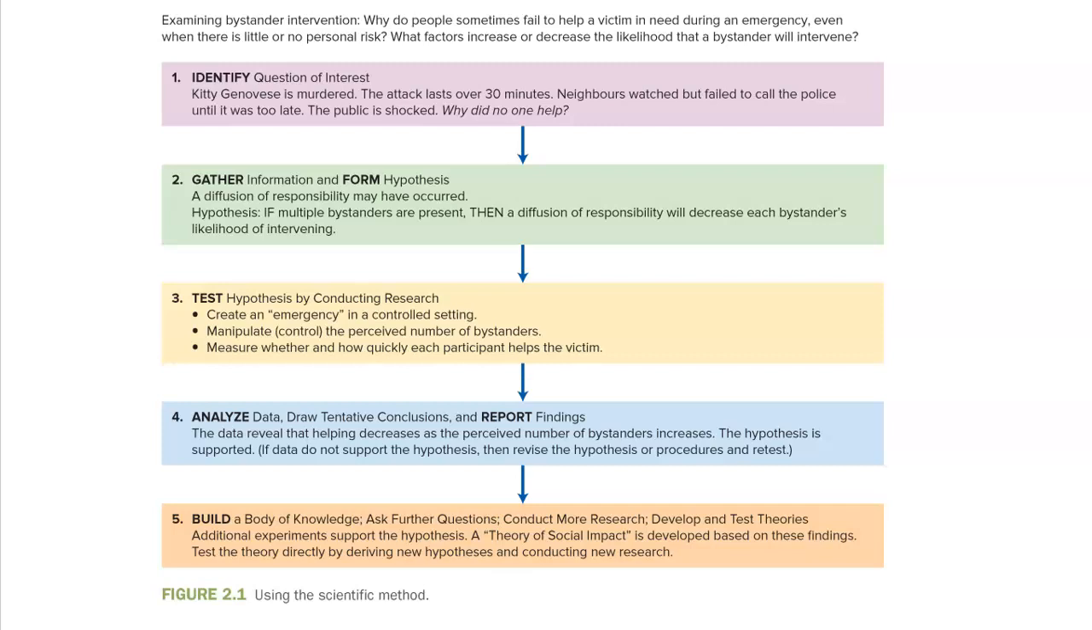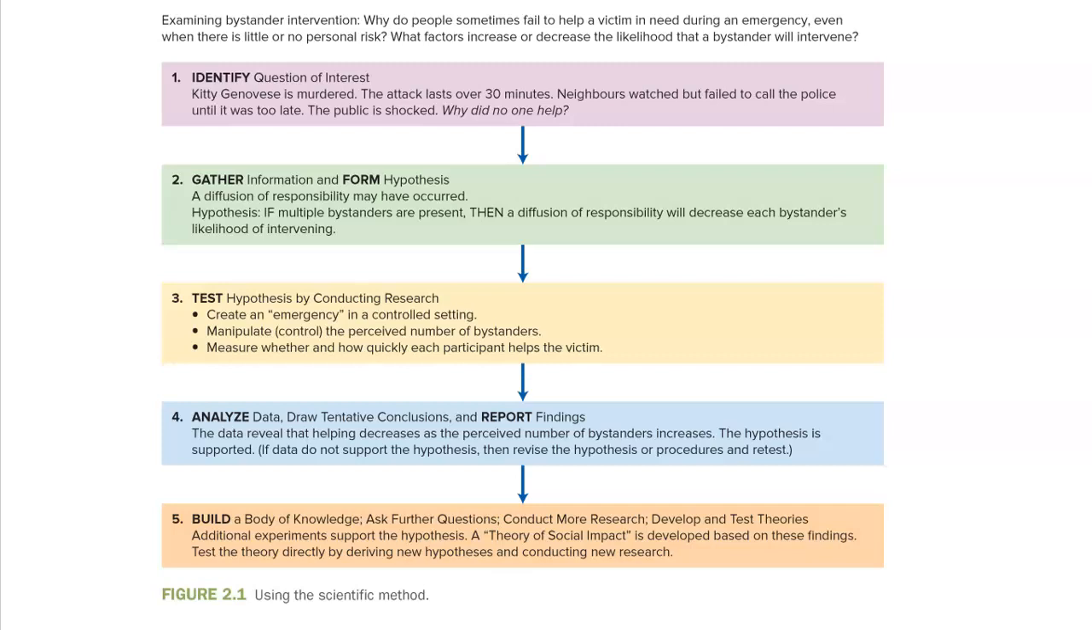So step 2 is we're going to form a hypothesis. Our hypothesis is that perhaps there was a diffusion of responsibility. In other words, people were like, oh, I'm sure someone else called, so I won't, because I don't want to overwhelm the police or something. That was the hypothesis that some scientists at the time actually came up with.